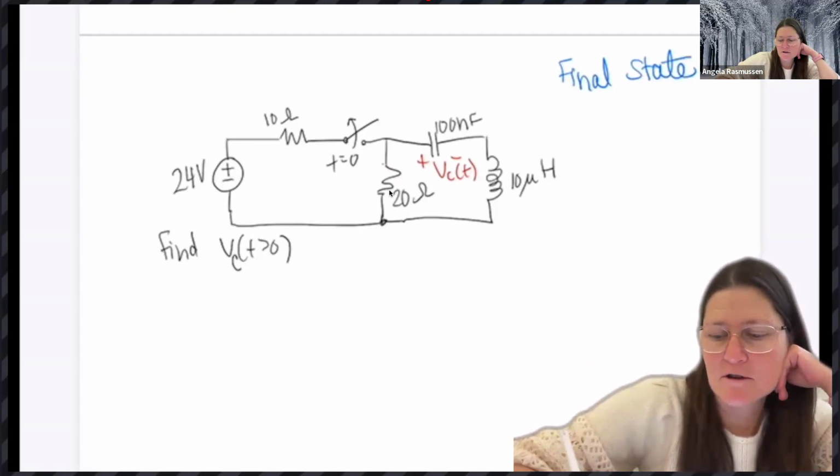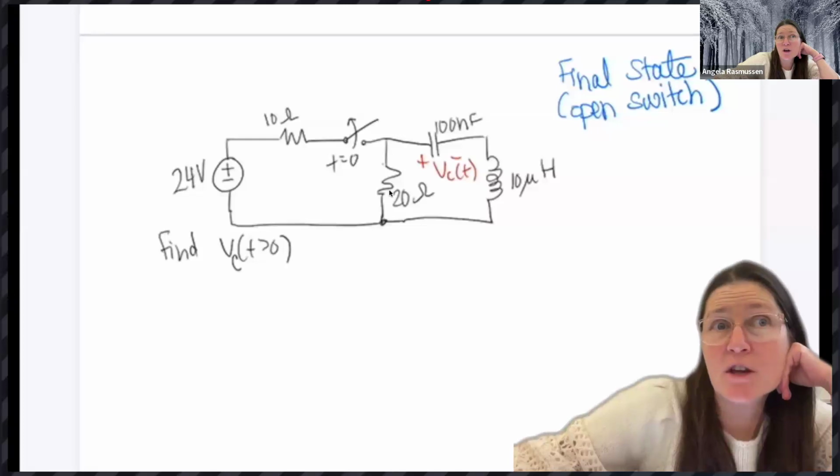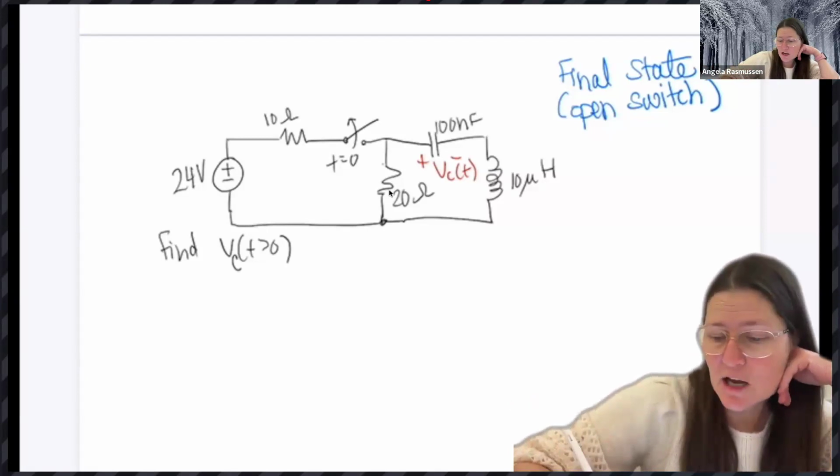Correct. Open switch. And so what does it look like for the C in comparison to where the L is? Do those look like they're in series to each other or in parallel to each other? Series, correct. So this would be a series RLC.